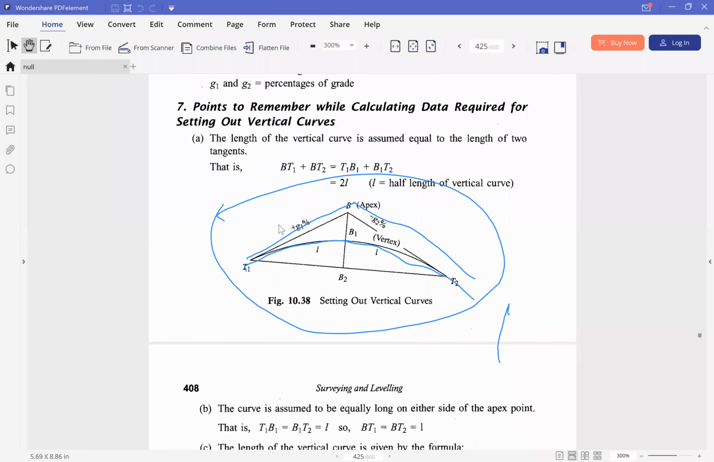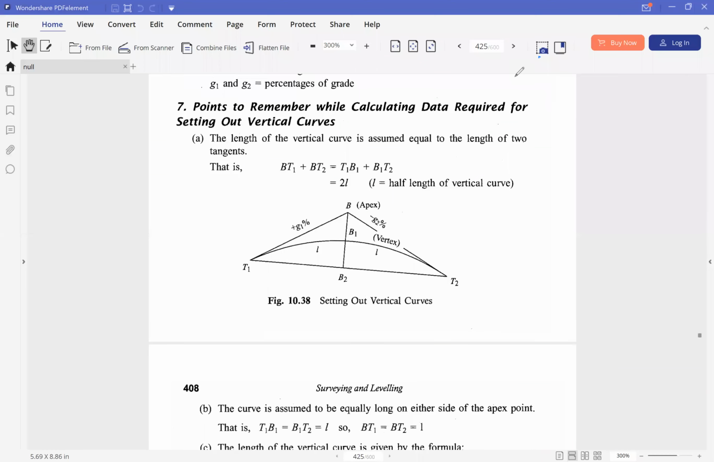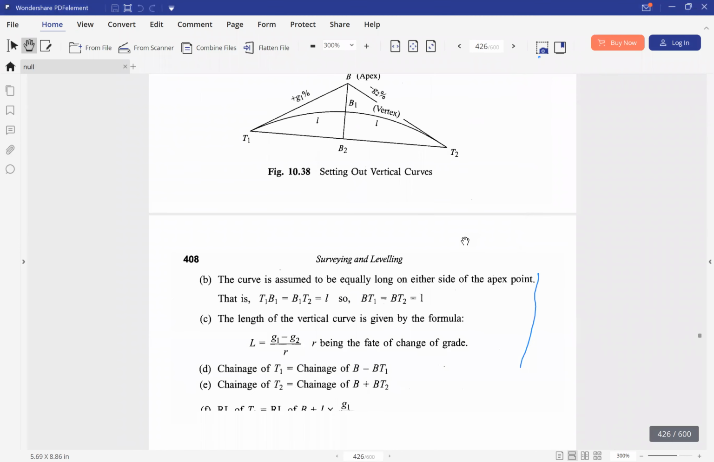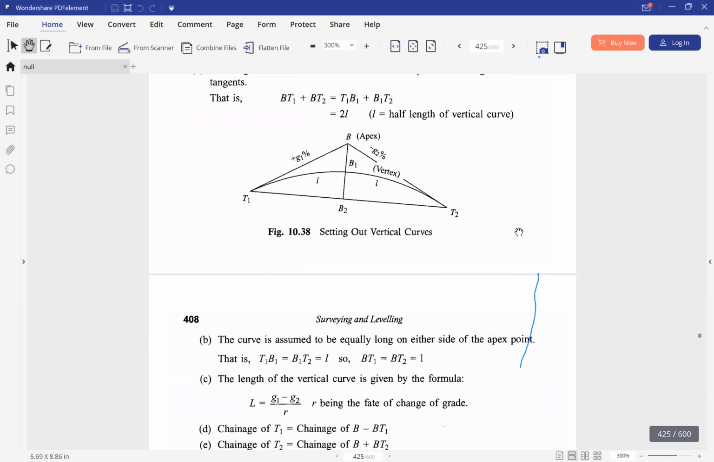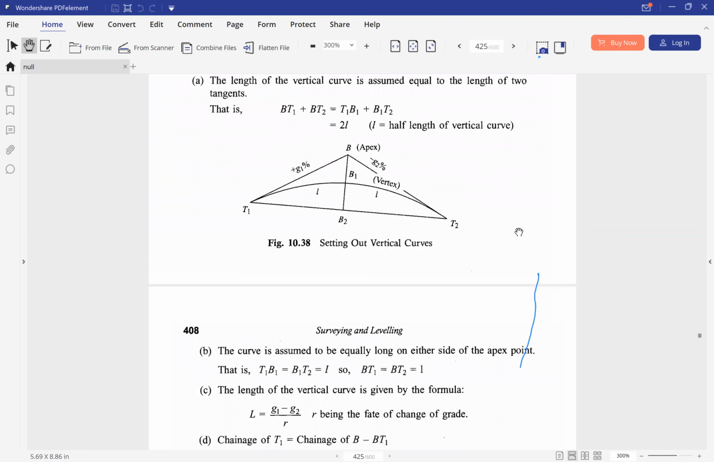Second assumption is that the curve is assumed to be equally long on either side of the apex point, right? If B is your apex point, then on either side of it, there has to be an equal length of the curve. That is, T1B1 is equivalent to B1T2, and that is L.